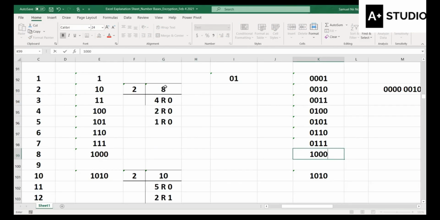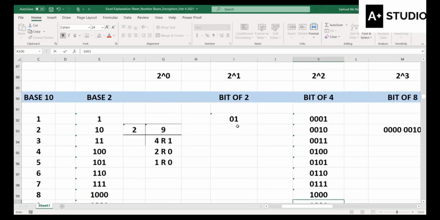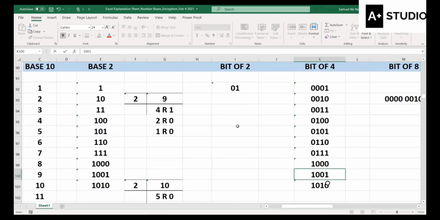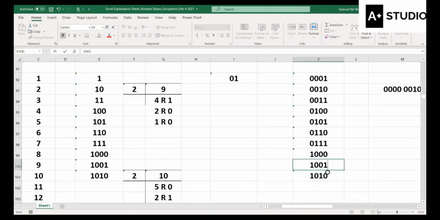What about 9? We are dividing: 2 into 9 is 2, 4, 8, remainder 1. 2 into 4 is 2, 2, 4, remainder 0. 2 into 2 is 2, 1, remainder 0. So what is 9? That is 101, and again, that will be 1001. So in the slide, you realize that I showed you this. We'll be able to represent these numbers in a bit of 4 from 0 to 9.